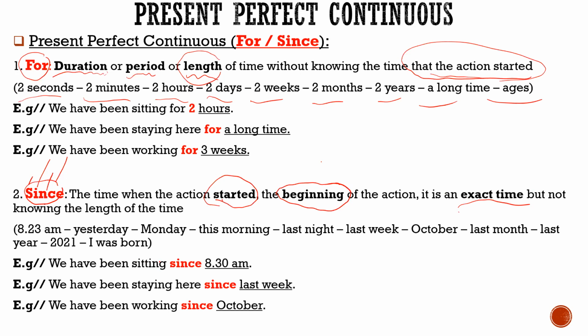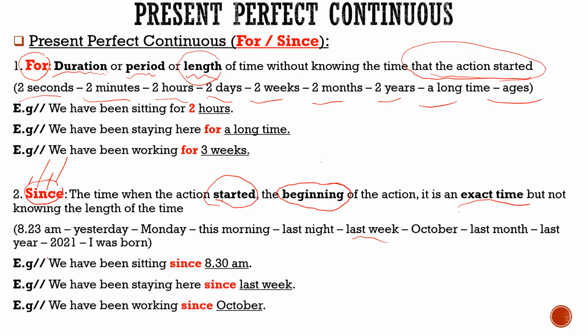For example, since 8:23 a.m., since yesterday, I started yesterday, since Monday, I started Monday, since this morning, I started this morning, since last night, I started last night, or since last week, I started last week, or since October, I started in October, or since last month, or last year, or since 2021, I started then, or since I was born.